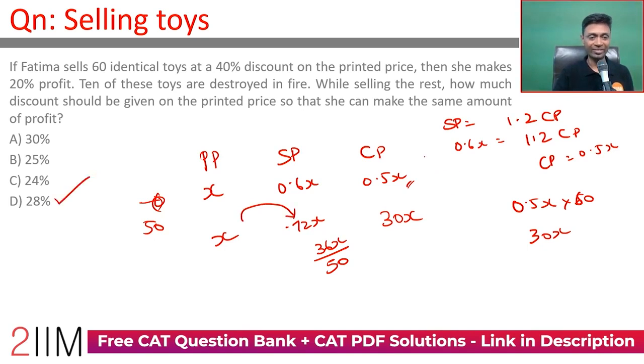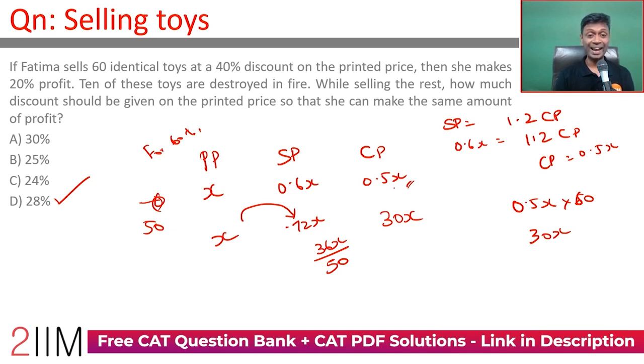Going over the whole process, for 60 toys, the numbers look like this. Printed price is x, selling price is 0.6x because discounted by 40%. This returns a 20% profit, or my cost price is 0.5x for each of the goods, therefore the math works.